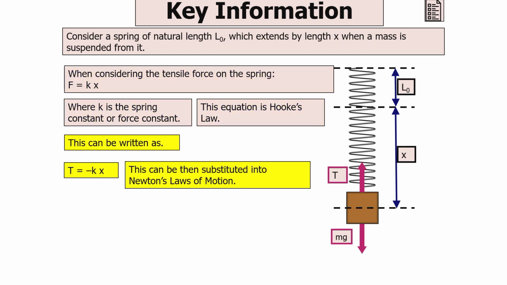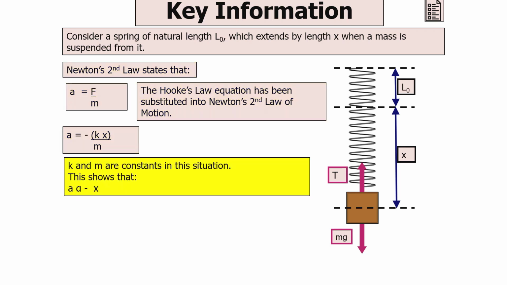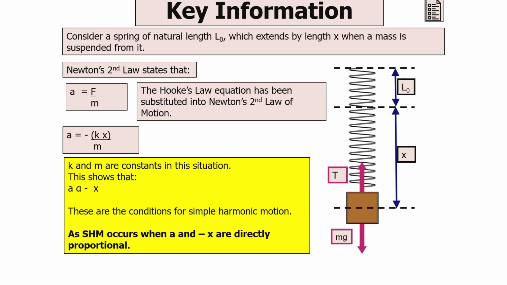Now this can be written as F is equal to minus kx, which can then be substituted into Newton's laws of motion. We know Newton's second law states that a is equal to F over m, so we can substitute in the Hooke's law equation and say a is equal to minus kx over m. Now in this instance k and m are constants, so this shows us that a is directly proportional to negative x. These are the conditions for simple harmonic motion, as simple harmonic motion occurs when the acceleration and the negative displacement are directly proportional.